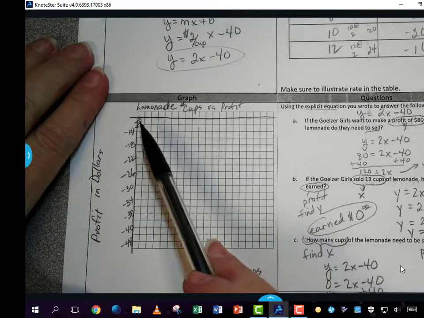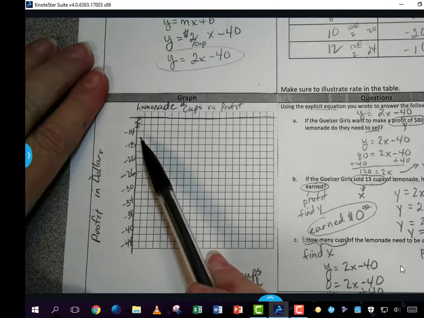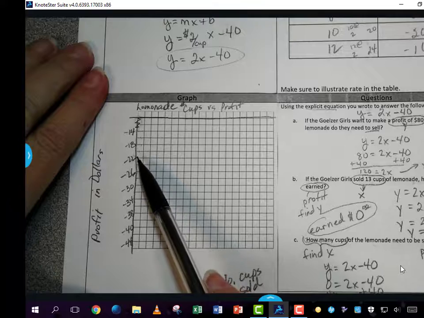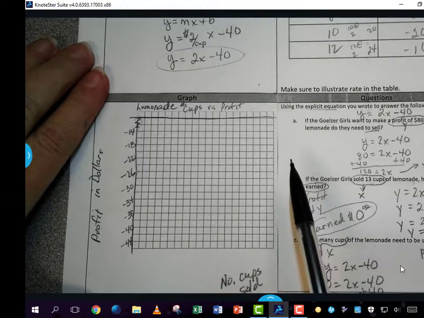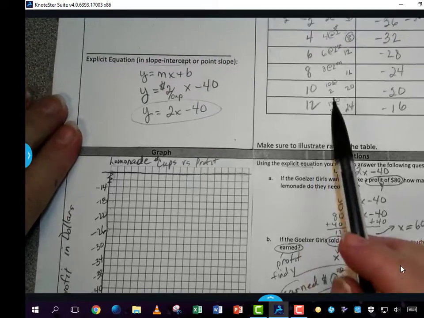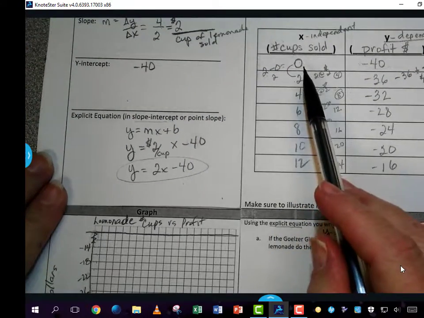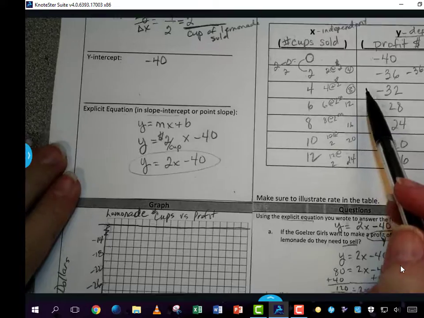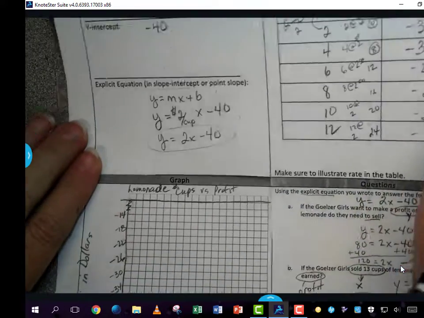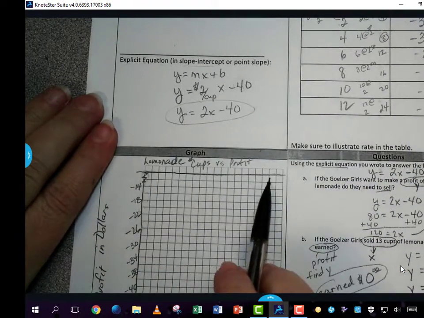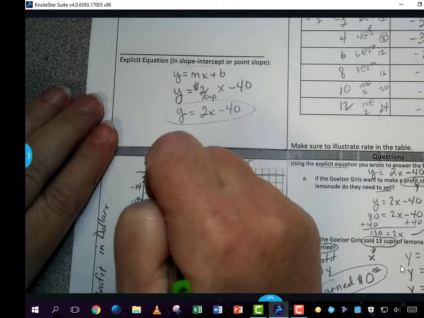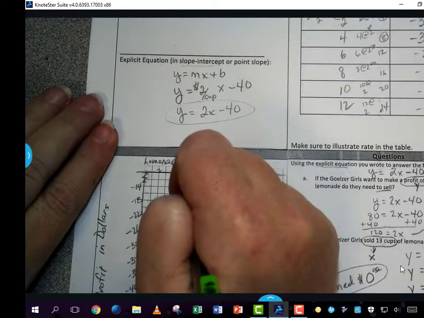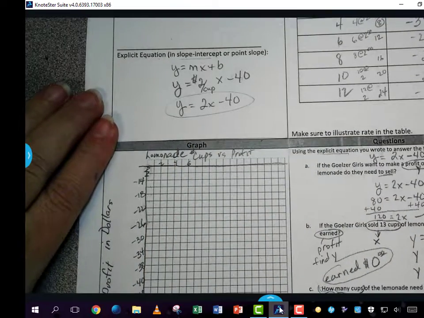Okay, so I skipped some numbers on purpose. Negative 14, negative 16, negative 18, negative 20, negative 22, negative 24, etc. So then I am also going to count for my number of cups sold from 0 to 12. So I've got 20 lines across. So I'm going to say 0, 1, 2, 3, 4, 5, 6.